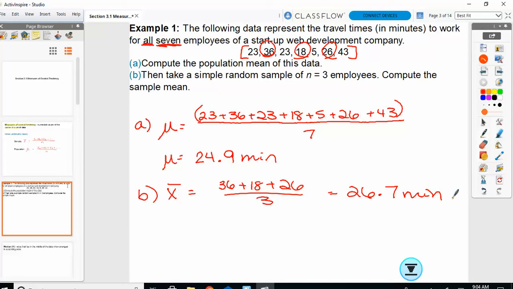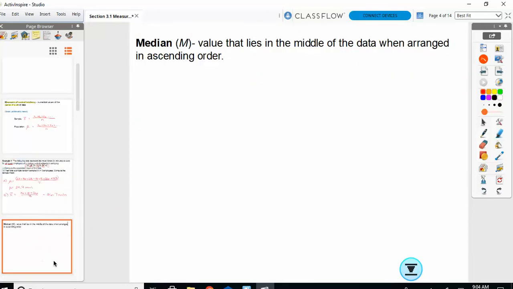The next thing that we're going to look at is the median. For the median, we use a capital M to represent it. It's the value that lies in the middle when the data is arranged in ascending order. So you put your points in order, small to large, and you find the middle one. That's the median.